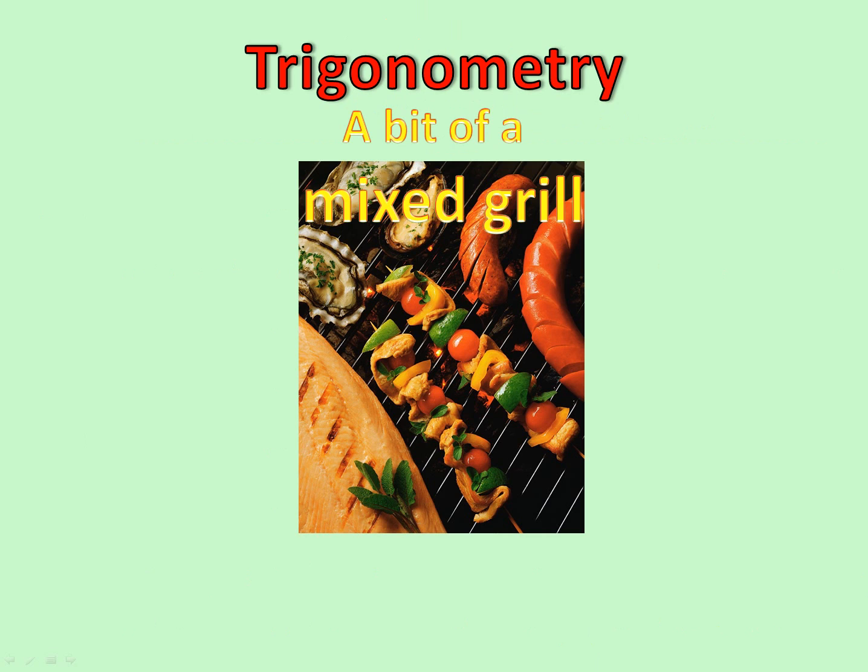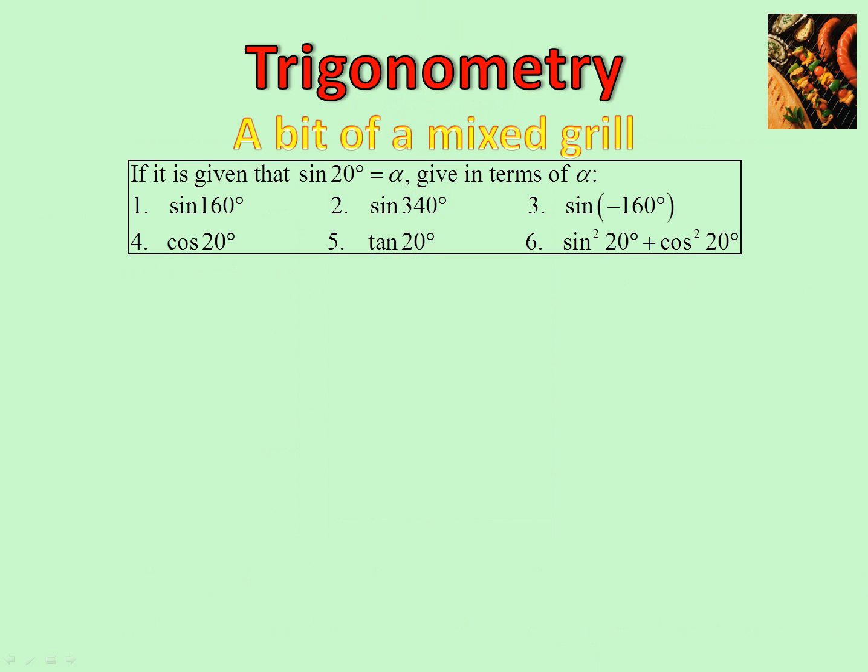Bit of a mixed scroll. Let's mix things up. This is a very popular sort of question. If it's given that sine of 20 equals alpha, give in terms of alpha the sine of 160. Now what I'm going to do is just reduce each of these first, and then I'll see if I have a problem.